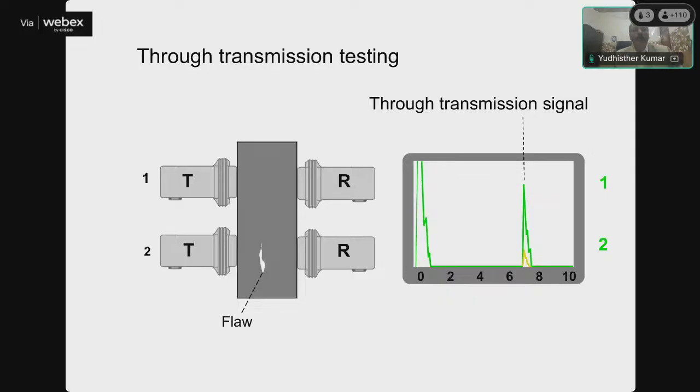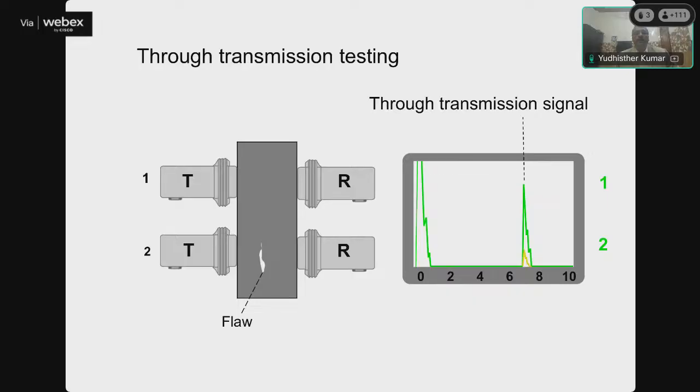This is how through transmission testing is performed. In through transmission, there are two transducers, one as the transmitter and another as the receiver. If there is no defect, the initial pulse is here, and the received signal is slightly reduced due to the attenuation in the test material.